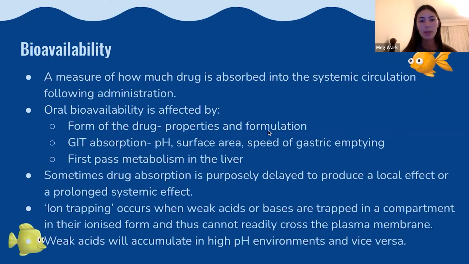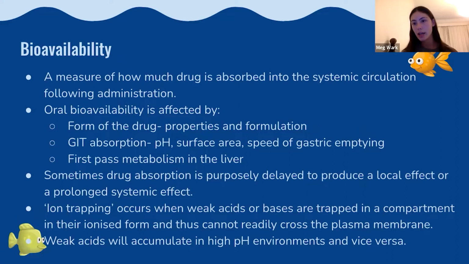Next, we've got bioavailability. This term is a measure of how much drug is absorbed into the systemic circulation following administration. Oral bioavailability is affected by a number of factors, including the form of the drug, so again, that's the properties of it and the formulation. Then we've got GIT absorption, which is affected by pH. It's generally the same in most cases, unless a patient is in a state of acidosis or alkalosis.